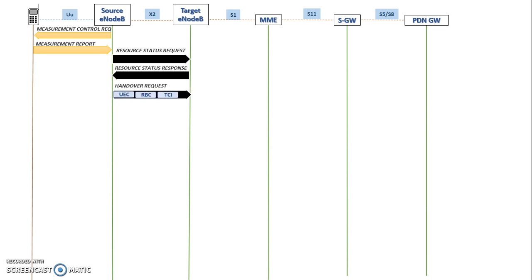The source eNode B will send a handover request message to the target eNode B with the necessary information such as UE context, RB context, and the target cell information. The target eNode B will check the available resources, reserve some available resources, and send a handover request acknowledge message to the source eNode B. The message contains a new C-RNTI, security algorithm identifiers of the target eNode B, and may also contain SIB and dedicated RACH preamble.